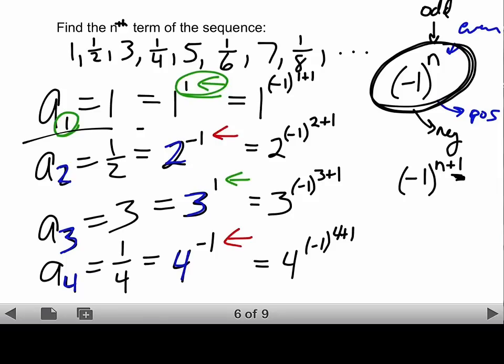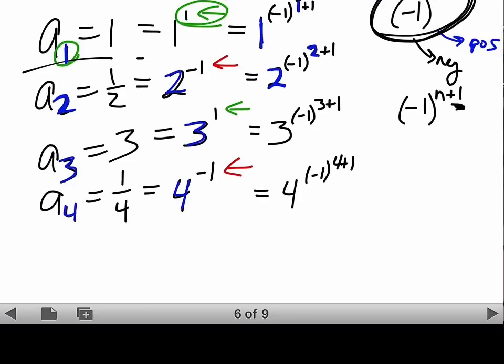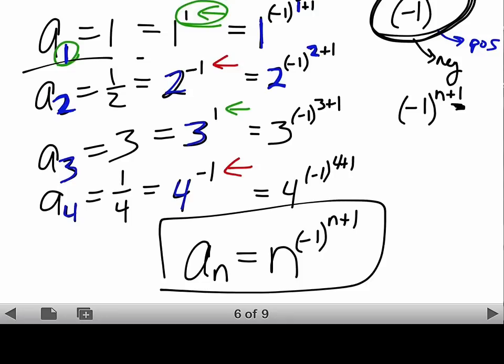So when I see what matches here, a sub 1 is 1 to the negative 1 to the 1 plus 1. A sub 2 is 2 to the negative 1 to the 2 plus 1. You can see that pattern continues. So I'm going to write down that a sub n is n to the negative 1 to the n plus 1, which is basically alternating reciprocals. This is the game. You have to figure out what the pattern is and then write it down in a general formula.